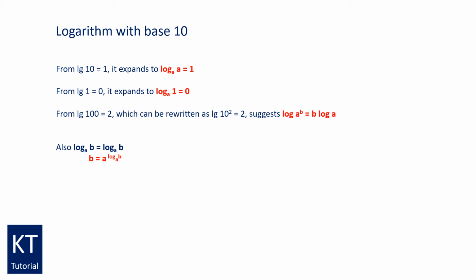From what we should know, we shall expand to stating that log a to base a is 1, any log 1 is 0, and log a to the power of b is the same as the product of b and log a. Also, b is equal to a to the power of log b base a.